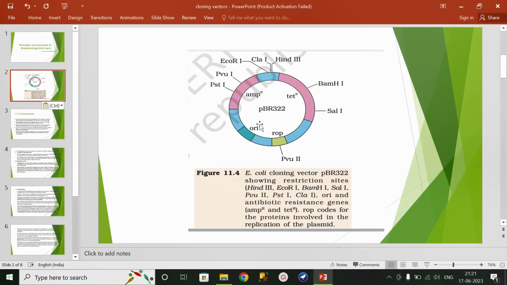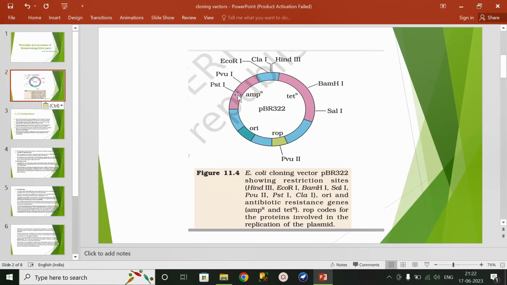Okay, so this is E. coli vector pBR322 in which this is ori, meaning origin of replication, where origin of replication takes place. After that, this is the ampicillin resistance gene in which PstI, which is a restriction site, is present, and PvuI restriction site is present. This is the EcoRI restriction site containing sequence. This is ClaI and HindIII containing sequence.